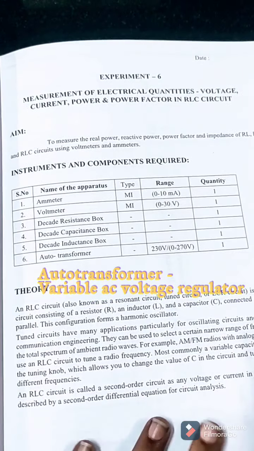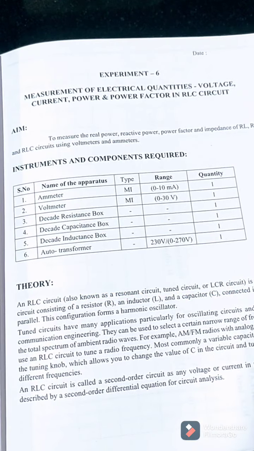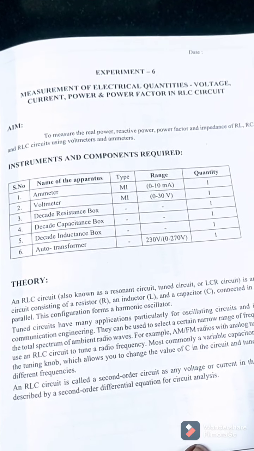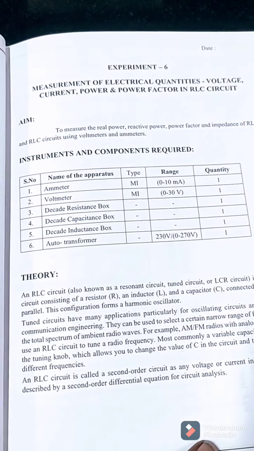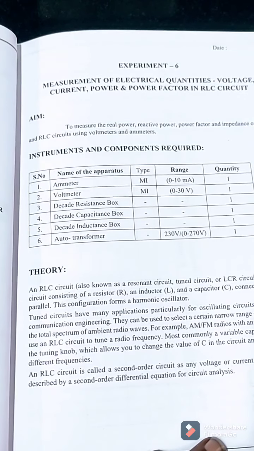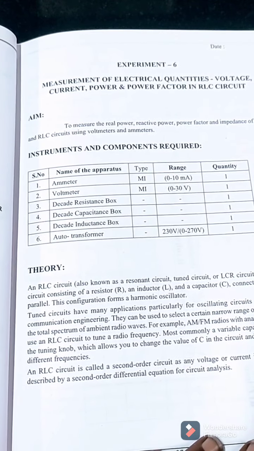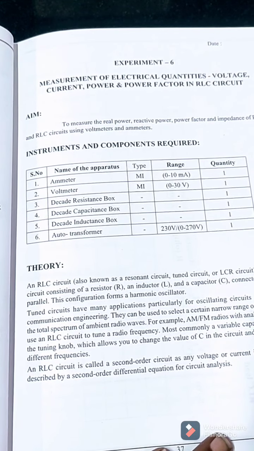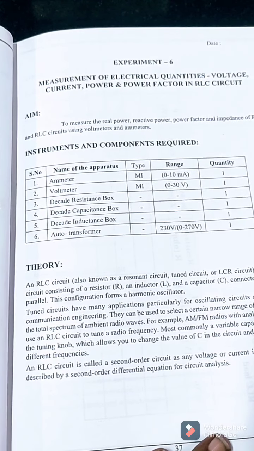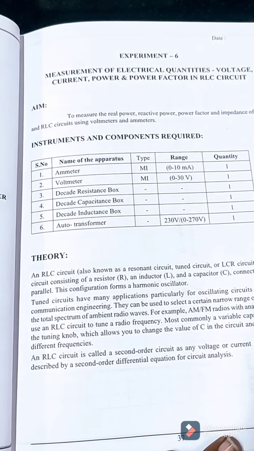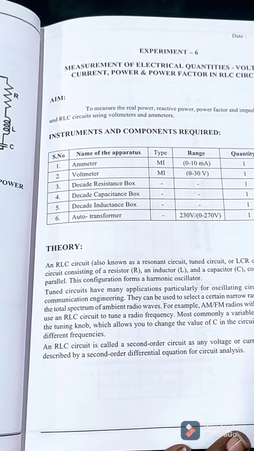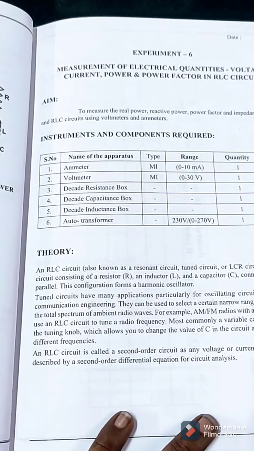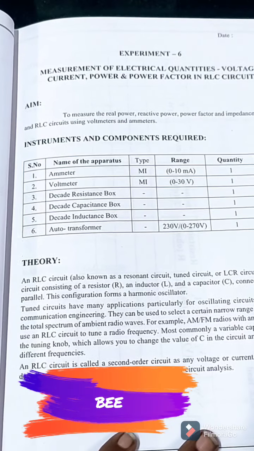Now we need to know the aim. The main aim of this experiment is to measure the various powers. When AC source is concerned, we have three types of powers. The first is real power, also called active power. The second one is reactive power, and the third one is apparent power. So we have these three powers in an AC. We are going to measure all three, and we must know the formulas to determine all those power values.